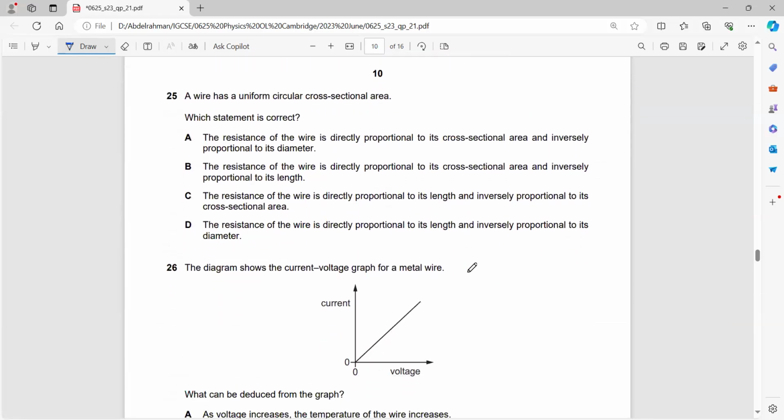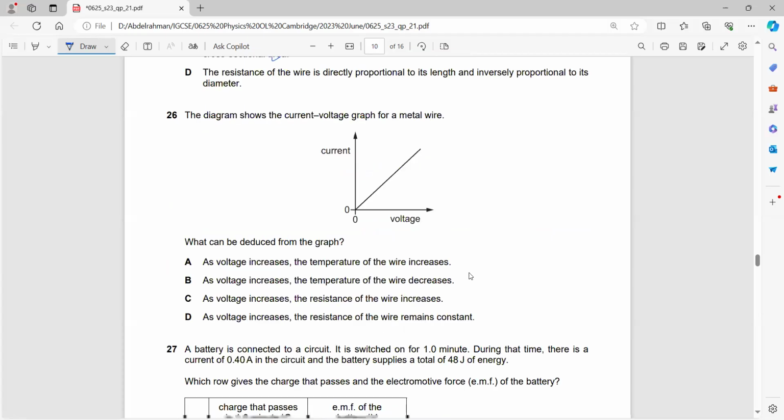A wire has a uniform circular cross-sectional area. Which statement is correct? The resistance of the wire is directly proportional to its cross-sectional area. I don't think so. The resistance of the wire is directly proportional to the length, yes, and inversely proportional to its cross-sectional area. This is definitely correct.